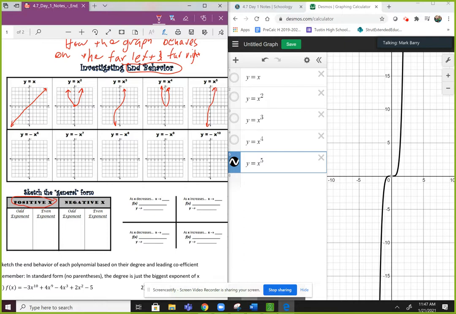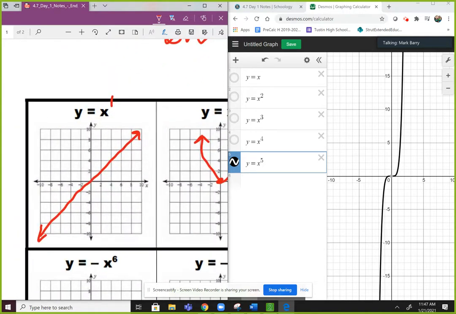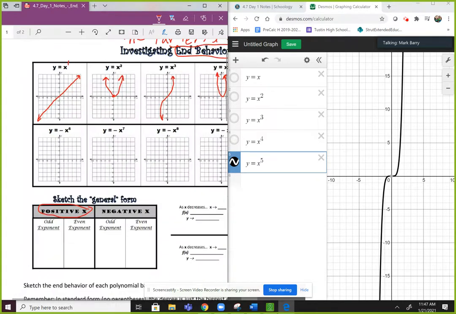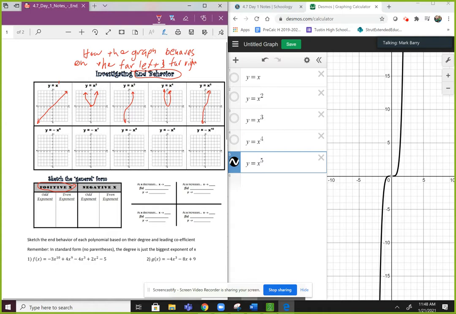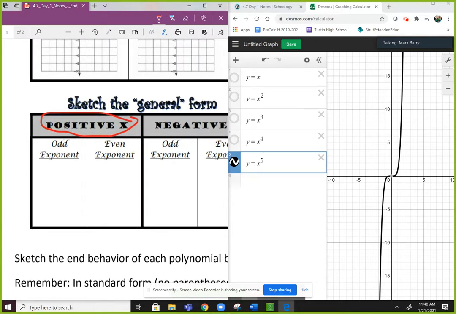And I am including this first one as an odd exponent because remember, when we have y equals x, that's really y equals x to the first, and 1 is definitely an odd number. So let's keep that in mind. If I'm going to sketch a general form of an odd exponent with a positive x here, I notice that in the first power, the third power, and the fifth power, all of those odd exponents, it goes down to the left and up to the right.